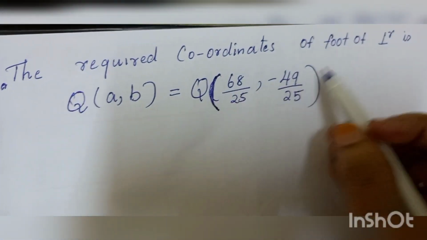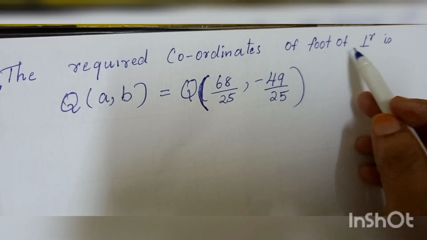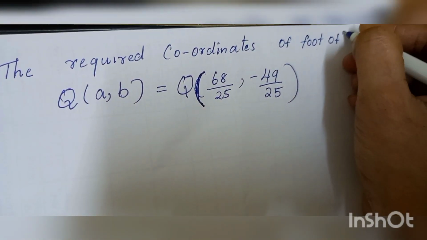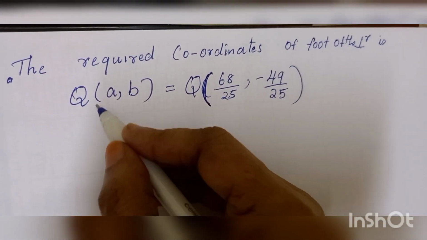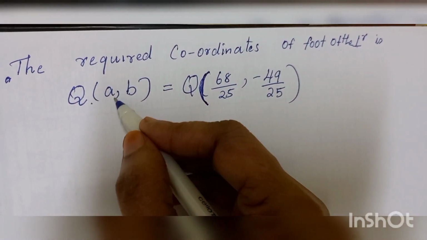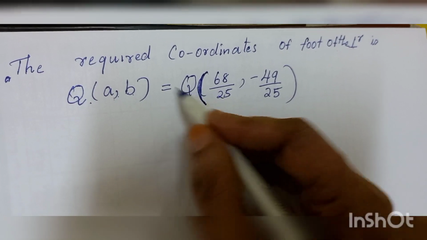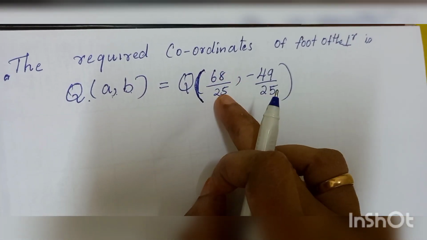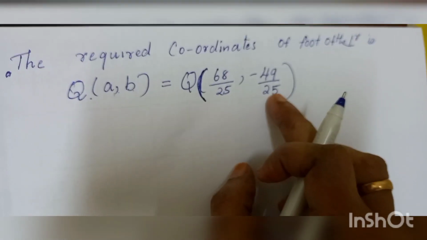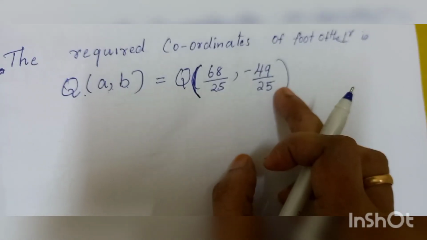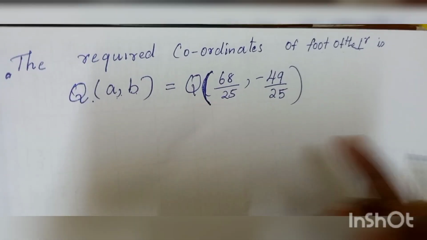Therefore, the required coordinates of the foot of the perpendicular, Q, with coordinates (a, b), are: a is 68 by 25 and b is minus 49 by 25. This is the answer. Is there any doubt? Thanks for watching.